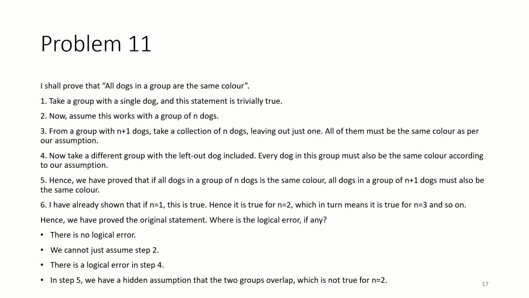So the third point is that essentially there are n plus one dogs. You take a collection of n dogs, and one dog is left. Then the inference is that all of them must be of the same color as per our assumption. We are trying to prove that all dogs in a group are the same color. Each n plus 1 has the same color, or n has the same color? That n, because we have left the one. Now take a different group including the left-out dog; every dog in the group must also be the same color. I think there is a logical error in step 4.